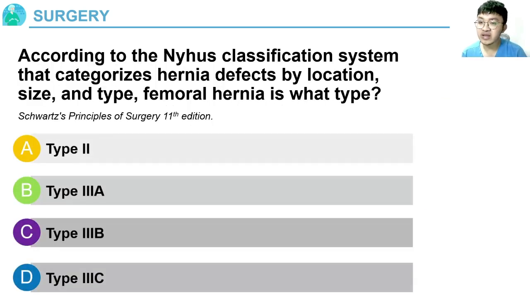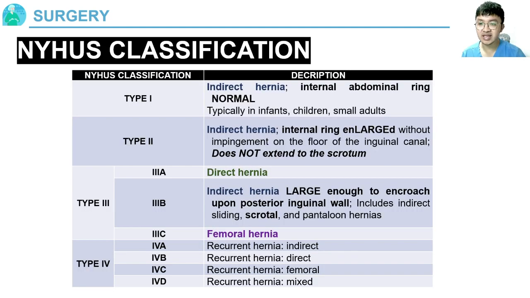Next, according to the Nyhus classification system that categorizes hernia defects by location, size, and type, femoral hernia is what type? Before, we used the Nyhus classification system to categorize hernia defects, but more recently we've been using the European Hernia Society classification. But the Nyhus system is still important because it has been popping up in the board exam. So this is actually a type 3C hernia. I'll show you the next slide.